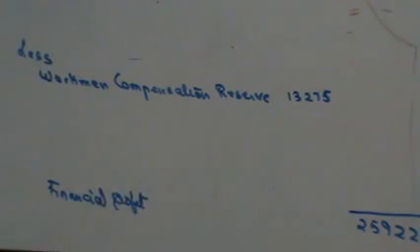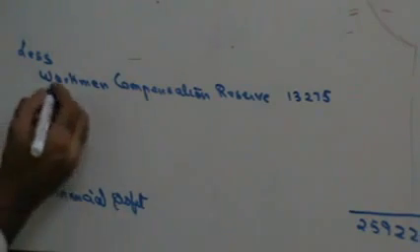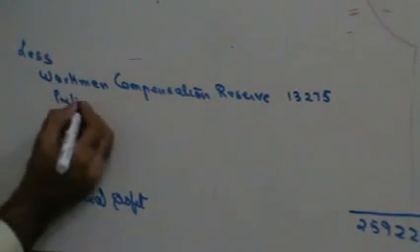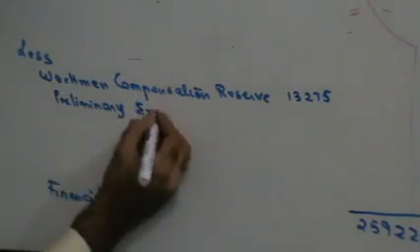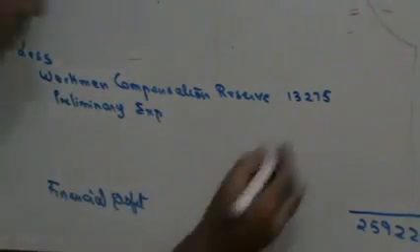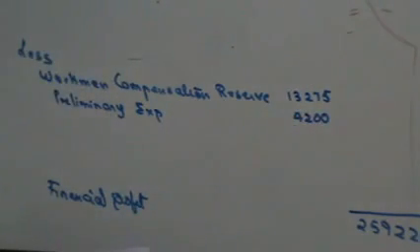Besides that, the other entry that I did not record was preliminary expenses. Again, preliminary expenses is there only in P&L. It is not there in cost sheet. It is less in cost sheet. Therefore, it will go here in this column. Preliminary expenses, 4,200.